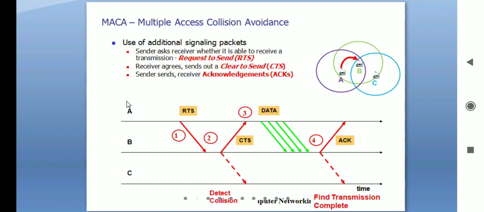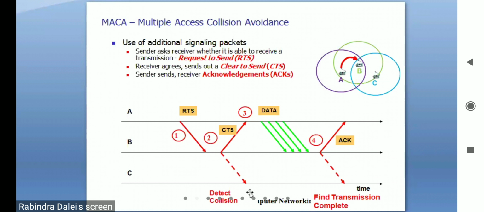So first A issues the RTS, and this RTS moves to B, not to C, because A and C cannot hear each other's communication. Now B issues the CTS, and this CTS moves to A as well as C.